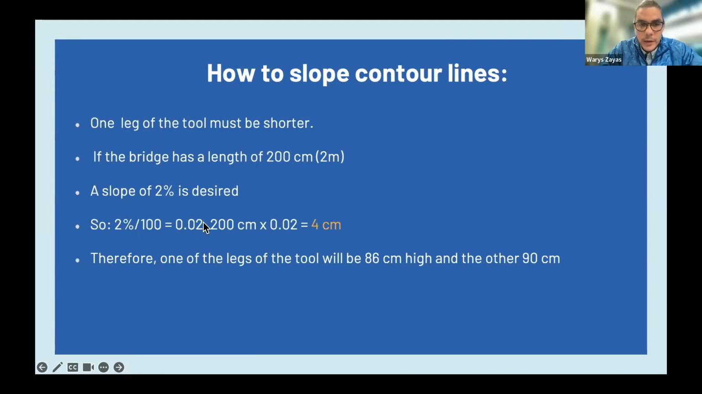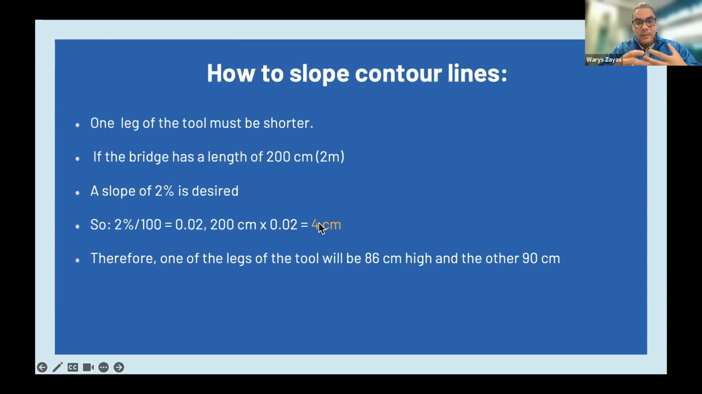Okay, so really easy, just divide 2% by 100, and we have that the whole number for this is 0.02. Our bridge has a length of 200 centimeters, so let's multiply 200 by 0.02. The result is 4 centimeters.